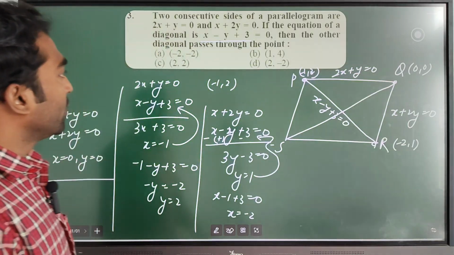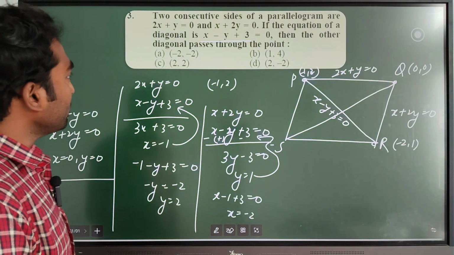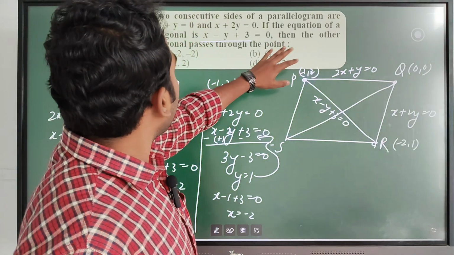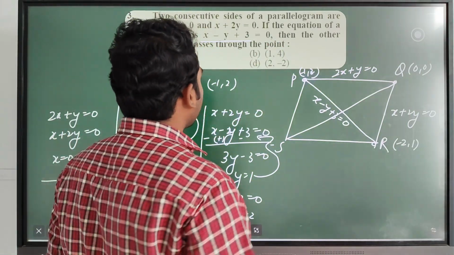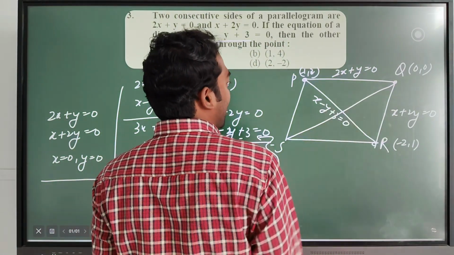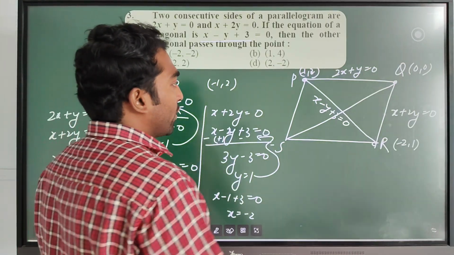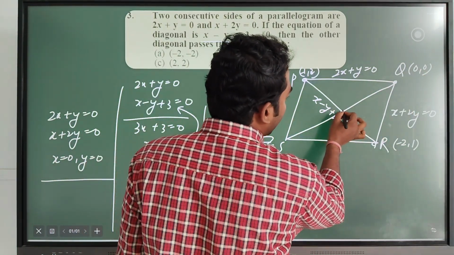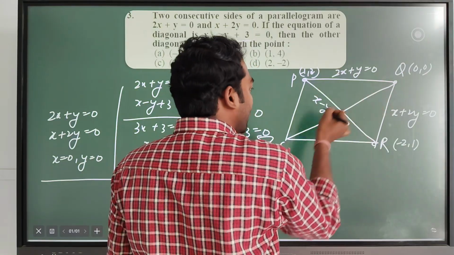Now what you have to find is the other diagonal, which passes through the point. The other diagonal means this one is passing through the point. So one of the points is (0, 0), and you can also find the midpoint of PR, or the midpoint of this one.